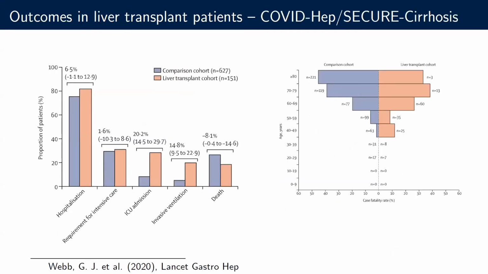And then these data are now from the COVID-Hep and SECURE-Cirrhosis registries. So similar to that I showed earlier for chronic liver disease, but colored differently. So here the blue is the Oxford comparison cohort, the same cohort. The size is slightly different because we filtered the patients slightly differently. No difference in requirement for intensive care. You'll see there's a big jump here. There are a number of frail elderly patients who were thought not appropriate for intensive care in Oxford. So there was a reduced rate of ITU admission versus non-transplant patients, and similarly invasive ventilation. But overall, in an unadjusted comparison, fewer deaths amongst liver transplant patients as compared to the general population.